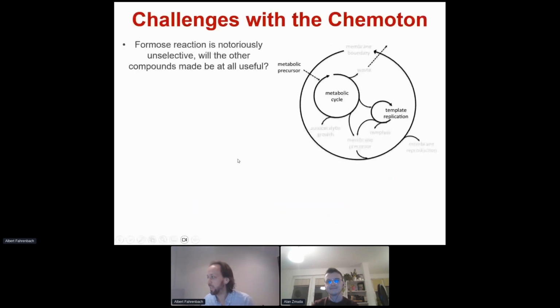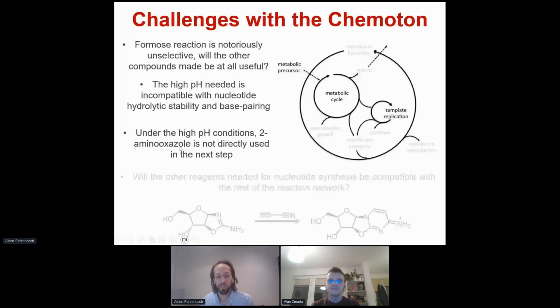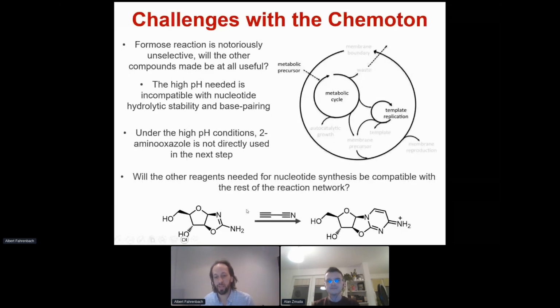And there are still a number of challenges, of course. Selectivity. There are so many other products being made, and they're going to be a problem. The high pH we need is not really compatible with nucleobase pairing, or even hydrolytic stability for that matter. And under these pH conditions, the 2-aminoxazole is not directly used. And will the other steps in this pathway actually work under these conditions? So, still a ton of challenges, by no means done. But this is the stuff that we're interested in right now.